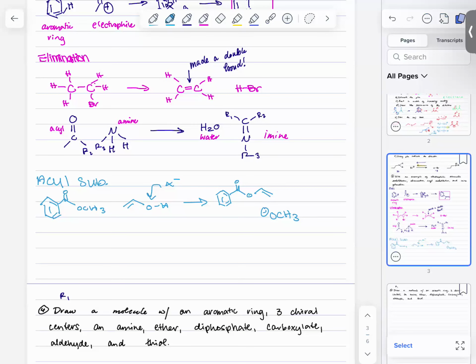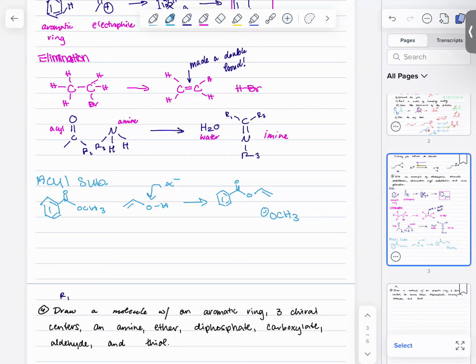Questions on a substitution? Yes. So with an acyl substitution, we're going to start with something that kind of resembles an ester. So either an ester, an amide, a thioester, because that leaving group should be somewhat nucleophilic so that it can survive on its own as an intermediate.